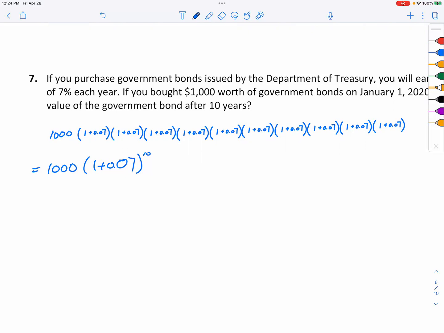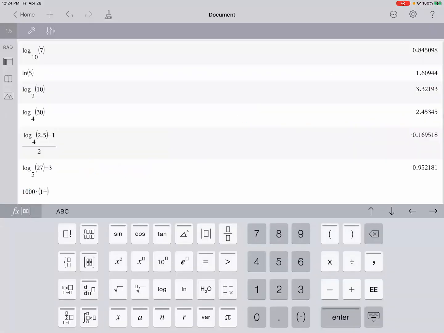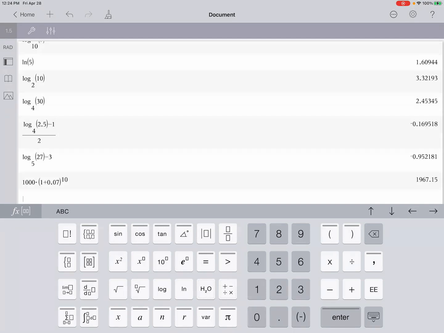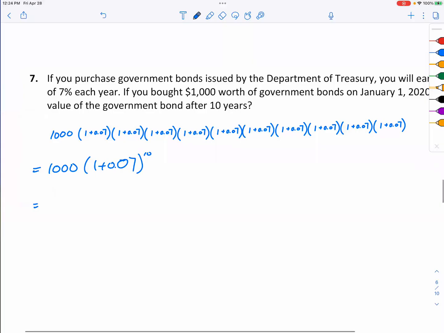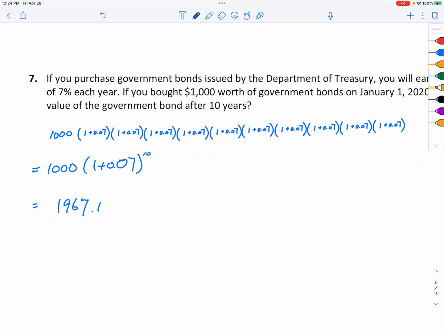So now you will let your calculator do the work to help you find out the value of these government bonds at the end of your duration. So 1,000 times 1 plus 0.07, or you can directly type in 1.07, raised to the power of 10. So let's see how much money you will have at the end of your 10-year period. It's $1,967.15. So 1,967 and 15 cents. 15 cents right here.